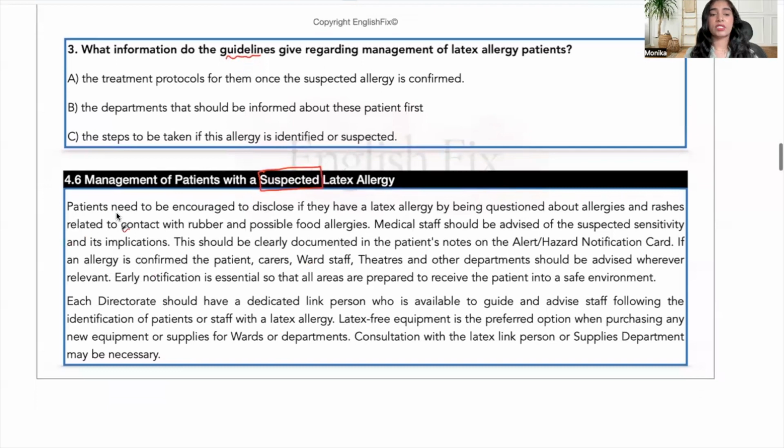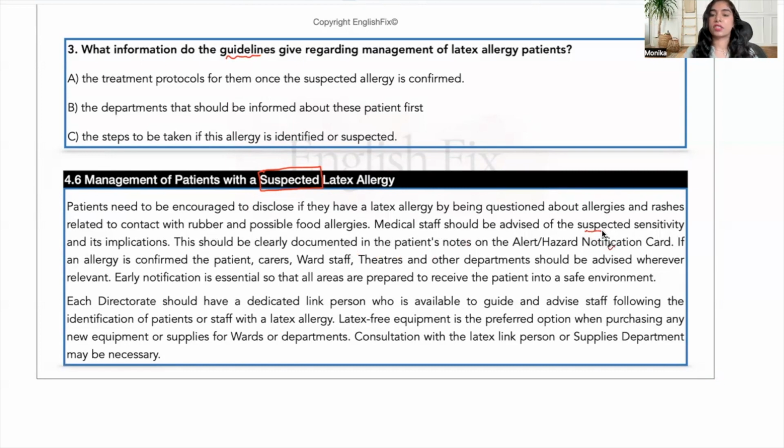Now, patients need to be encouraged. So we need to encourage the patients to disclose, which means tell us, if they have a latex allergy. And how can we encourage them? By actually questioning them about their allergies and the rashes which are related to contact with rubber. If you touch a rubber of a particular kind, or any kind of food allergies, if you have any rashes, if you have any allergies, we need to ask those questions to the patients. So in a way, we are encouraging them to actually give us this information. That's the meaning. Then medical staff should be advised of the suspected sensitivity.